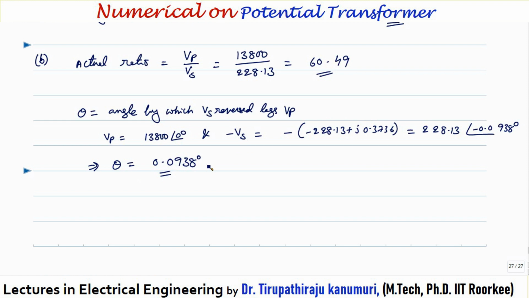This is not in radians. So please don't confuse it with radians. If you want to convert to radians, what you have to do? You have to multiply with 2 pi divided by 360 degrees. If you want to convert to radians, multiply with 2 pi divided by 360 degrees. So you know 360 degrees is equal to 2 pi radians.